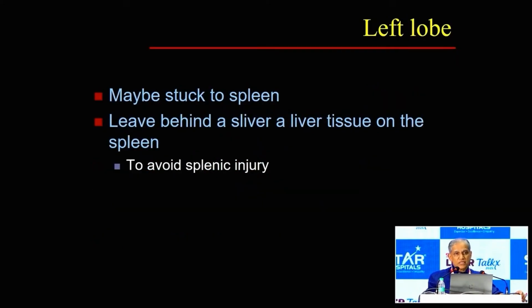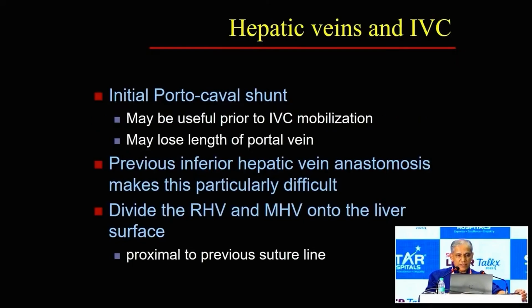If the previous one was a left lobe, it will be stuck to the spleen. Dissecting away from the spleen can lead to damage to the spleen, pancreas, etc. So try to leave a sliver of liver tissue on the spleen rather than go between the liver and the spleen completely. This will avoid splenic injury. You can use vessel sealers or whatever to dissect, and leave that piece of liver tissue there so that there's no damage to the spleen or pancreas.